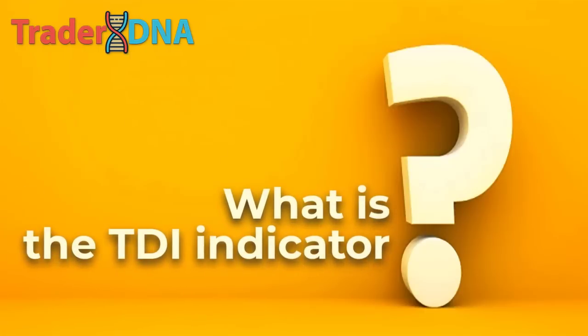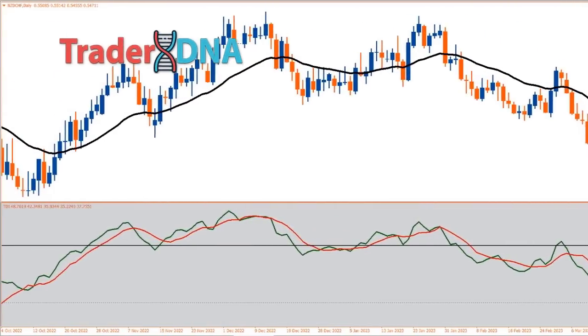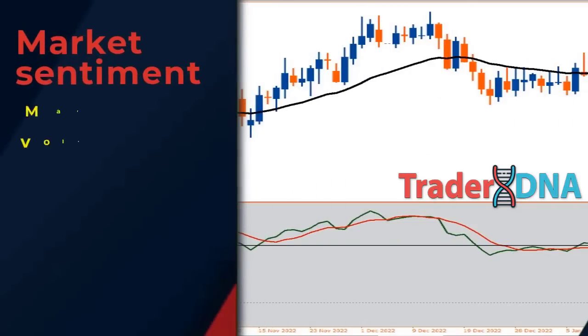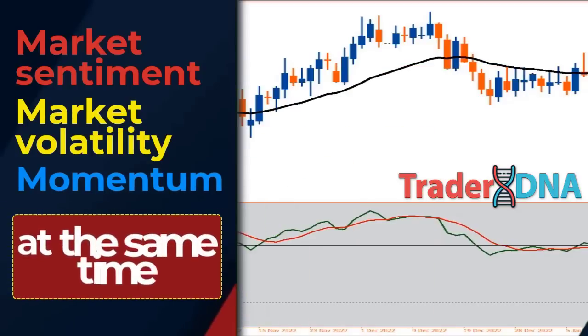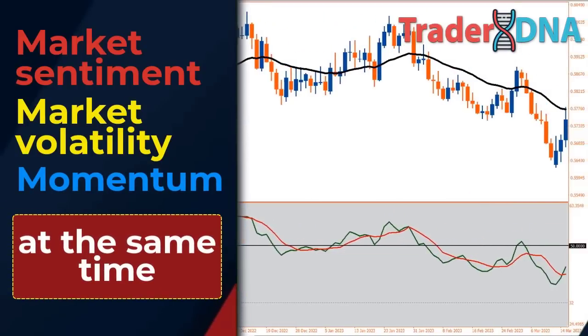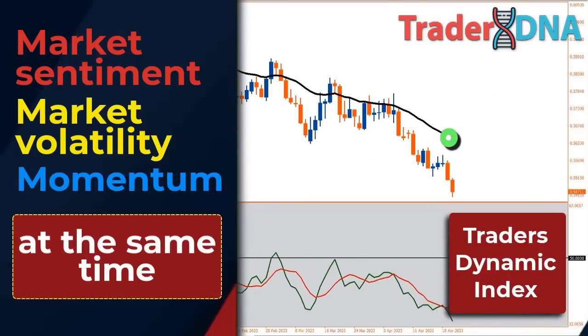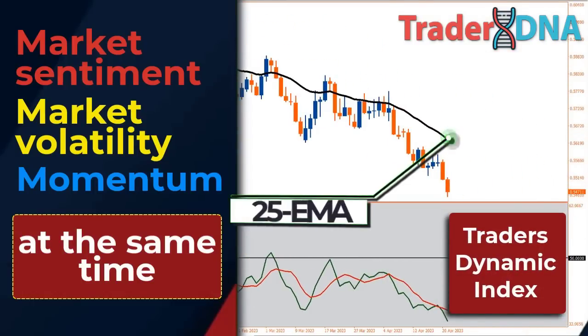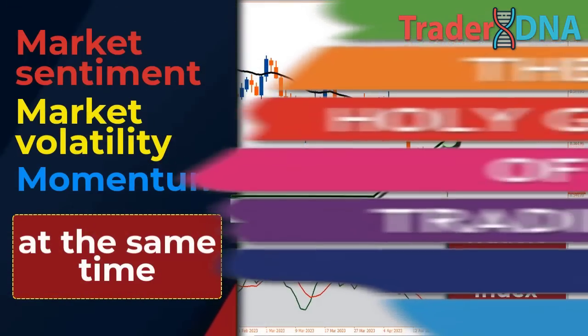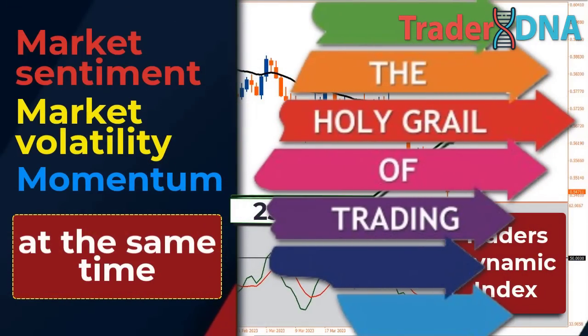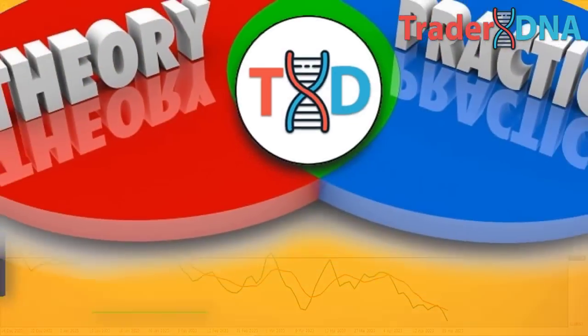What is the TDI indicator? The Trader's Dynamic Index indicator is the only technical indicator you need to scalp the market successfully. The TDI is the only technical indicator that can read the market sentiment, market volatility, and momentum at the same time. The concept is very simple. It is 3 RSI indicators on 3 different time frames, combined with a 25 exponential moving average. That is where the 3 lines come from. The advantage of combining the qualities of several indicators into one indicator is that it can be the holy grail you are looking for. Let's break down the Trader's Dynamic Index trading strategy and go through it a little bit.